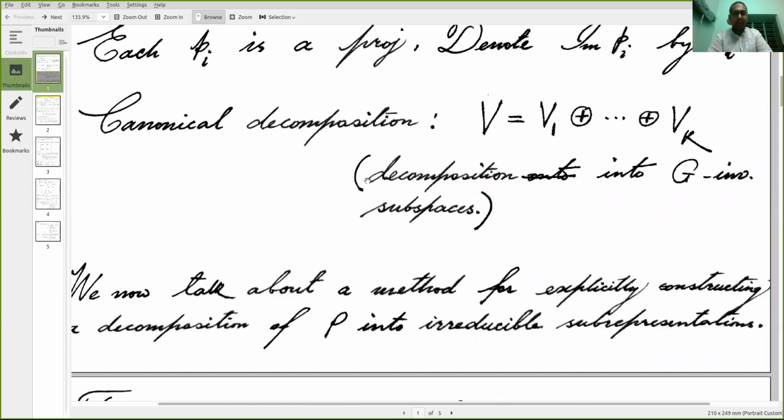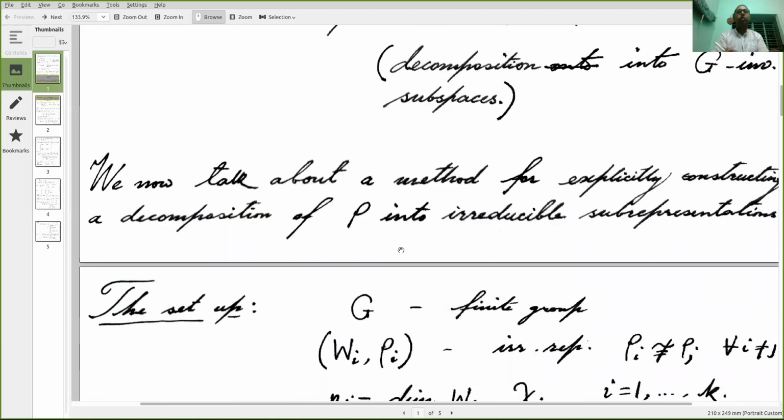So the content of today is the following: we will talk about a method for explicitly constructing a decomposition of rho into irreducible subrepresentations. Let me remind you what decomposition means. By decomposition, we mean that we have to find G-invariant subspaces, of course, such that the vector space on which the representation is happening can be written as a direct sum of those G-invariant subspaces.